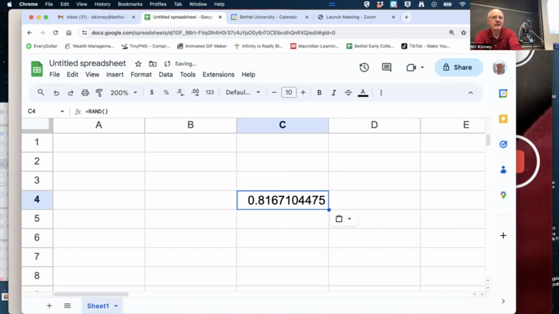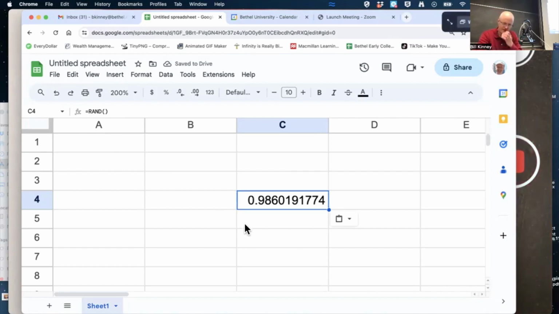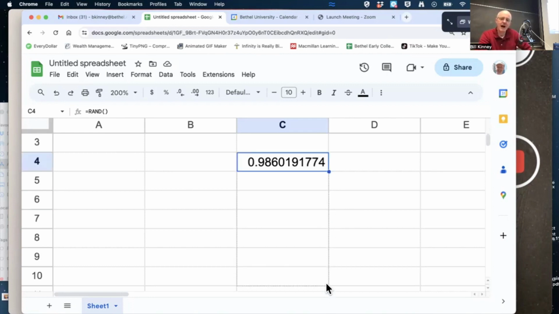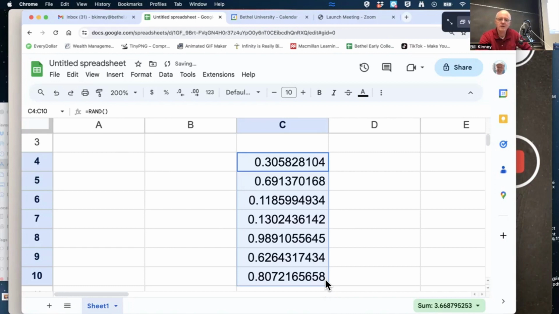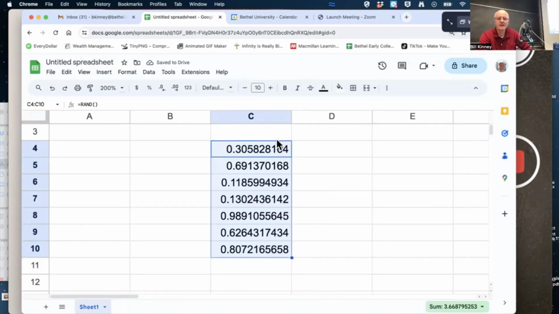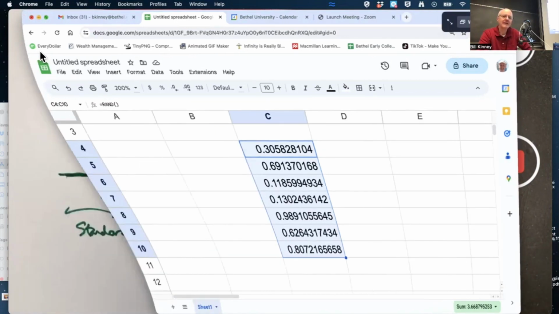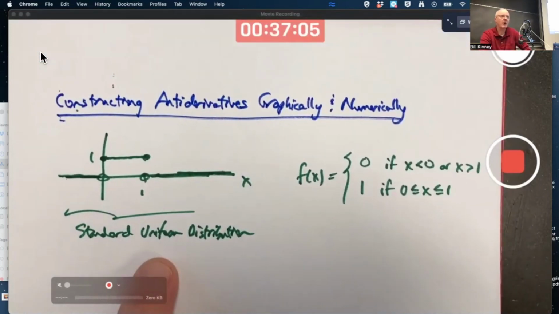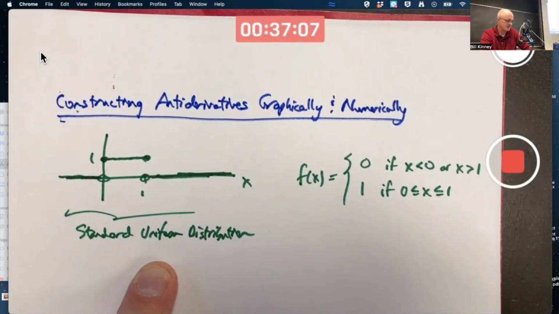Effectively, I'm copying and pasting over and over here. Control C, Control V, Control C, Control V, to get a bunch of different numbers between 0 and 1, random numbers. I can also get a bunch of them by copying and pasting the formula downward. There's a bunch of random numbers between 0 and 1. How are these numbers picked? Partially, it's an internal thing that I'm not going to get into. But effectively, mathematically, these numbers are picked according to this uniform distribution on the interval from 0 to 1.